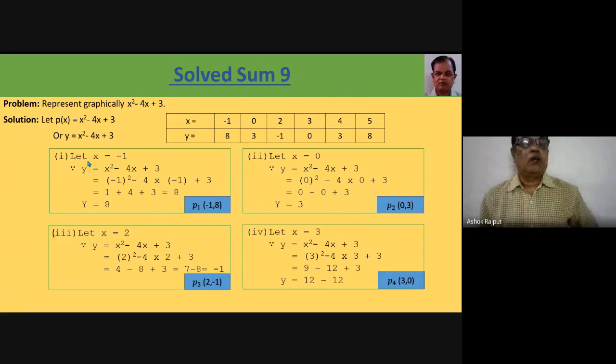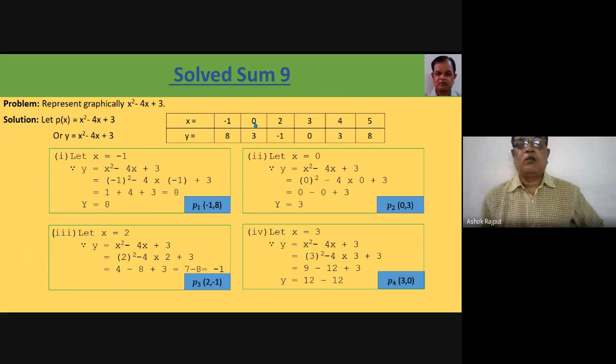As we have let x equal to minus 1, we put the value of x as minus 1 and solve: it is minus 1 square minus 4 into minus 1 plus 3. Now we are getting 1 plus 4 plus 3. If we add it, it is 8. Value of y is 8. So we have written here minus 1 comma 8. In the same way we are going to solve the next.